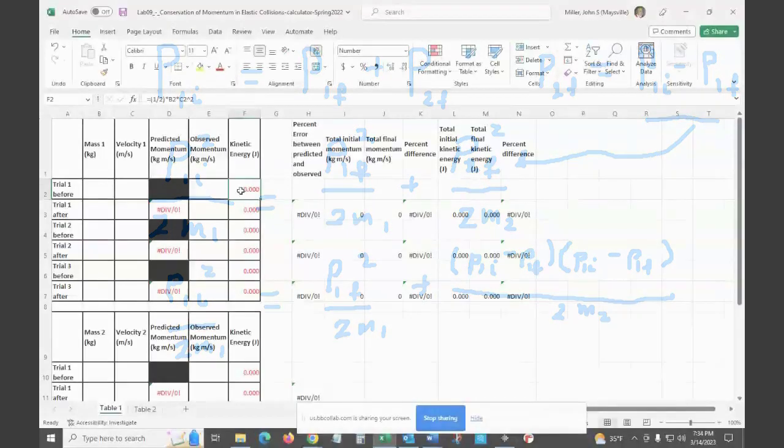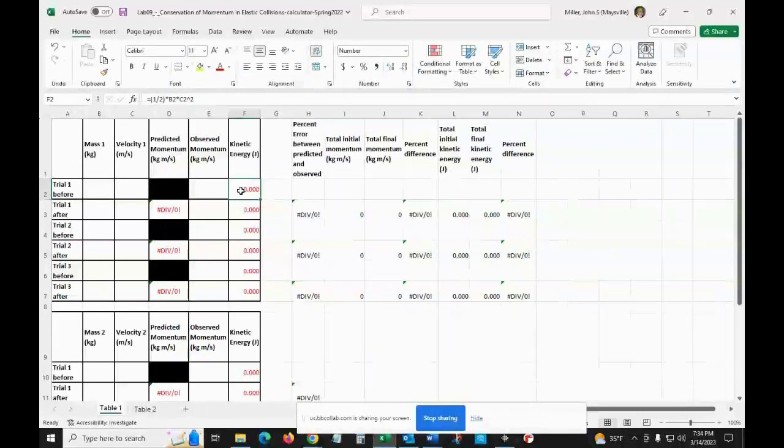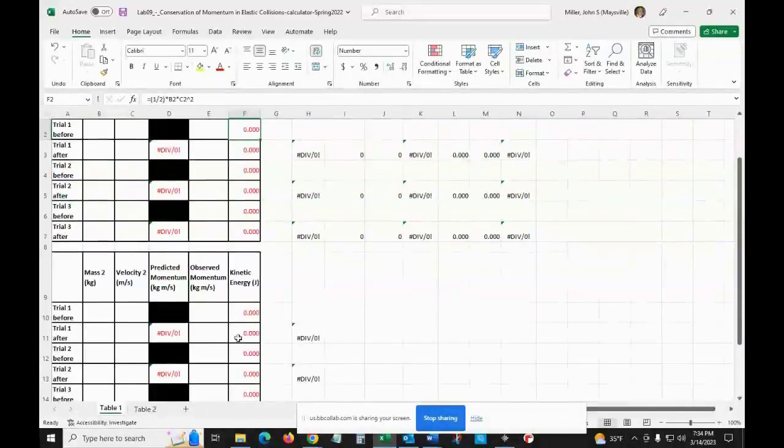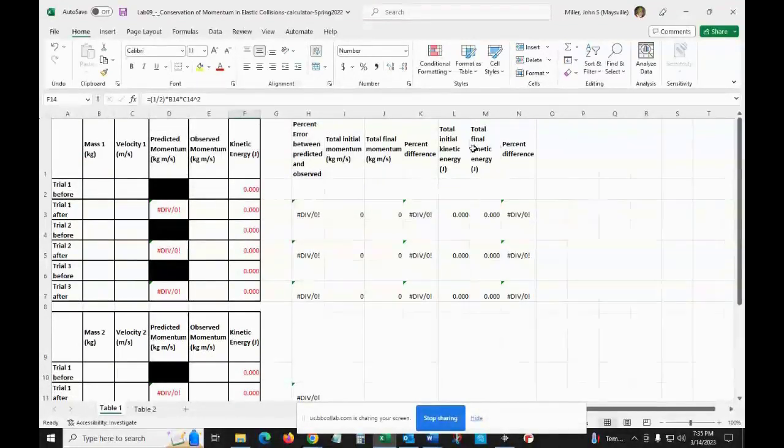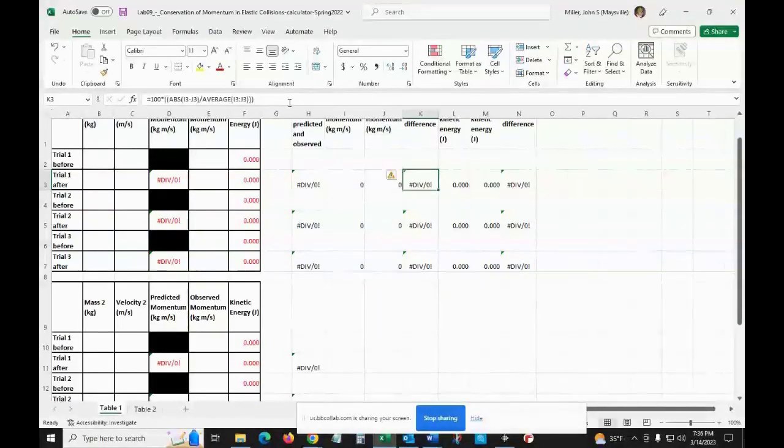The kinetic energy column equations are all 1/2 mv squared all the way down, gathering data from the relevant cells for before the collision and after. After that, I have a column that will be the calculation of percent errors between the predicted final momentum of each object and the observed final momentum of each object, the momentum of both masses before the collision and after the collision, a percent difference between those two values.